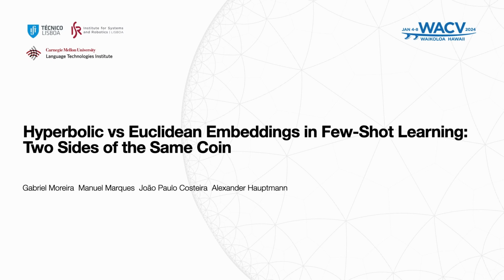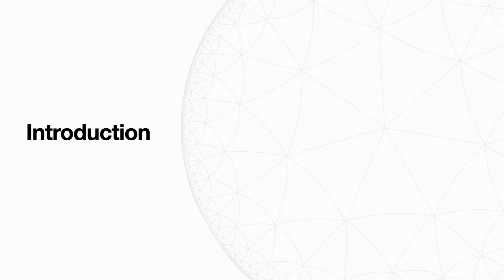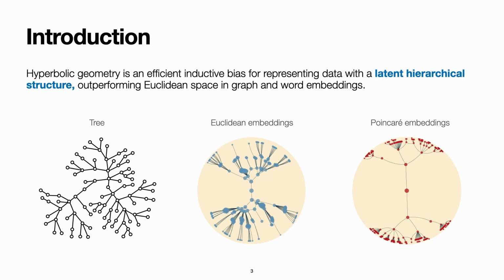Hi, my name is Gabriel Moreira and I'll be presenting the paper Hyperbolic versus Euclidean Embeddings in Few-Shot Learning, Two Sides of the Same Coin. In this paper, we address the use of hyperbolic geometry to embed images.